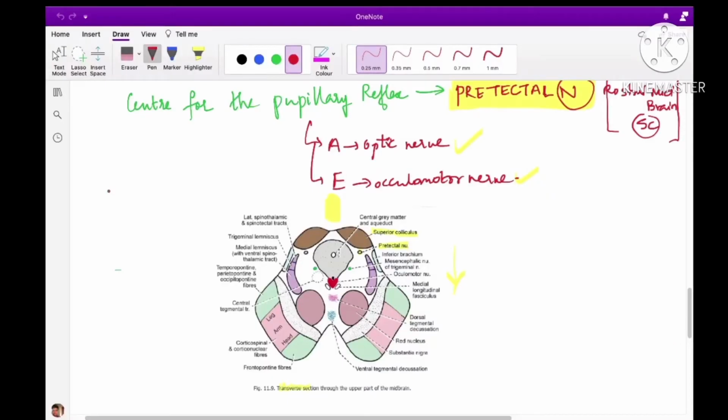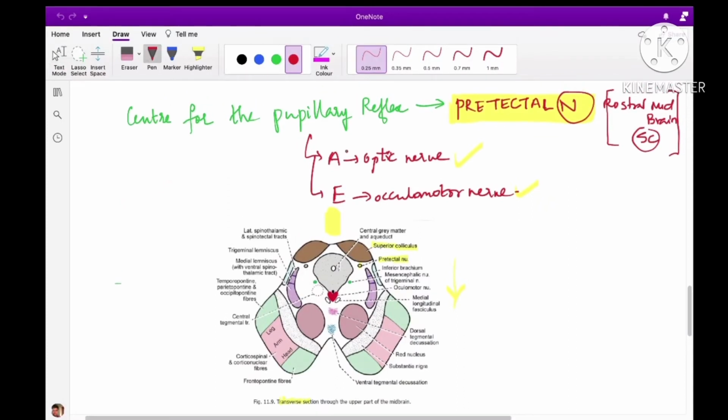So a few quick facts about the reflex pathway. Then we'll move on to the defects one by one. First is the center. You must know the center. The center is the pretectal nucleus. I've already marked it here. The pretectal nucleus is located in the rostral midbrain, at the level of the superior colliculus. Yes, so there you have the pretectal nucleus.